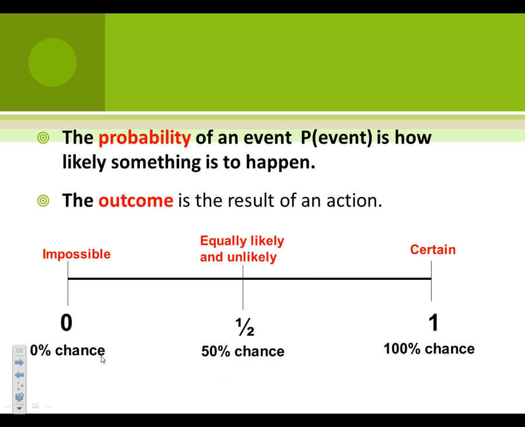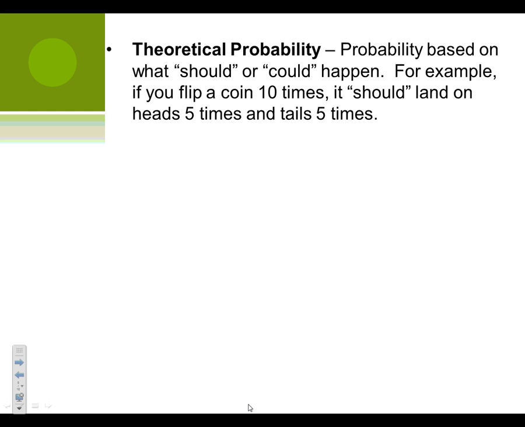And of course, in the middle, if it's equally likely to happen or unlikely to happen, then it's a 50% chance. But the main thing that I want you to get out of this picture is that whenever you're asked a question about probability, your answer should always be between 0 and 1. There's never a probability that is larger than 1 or less than 0. Never negative. Okay?